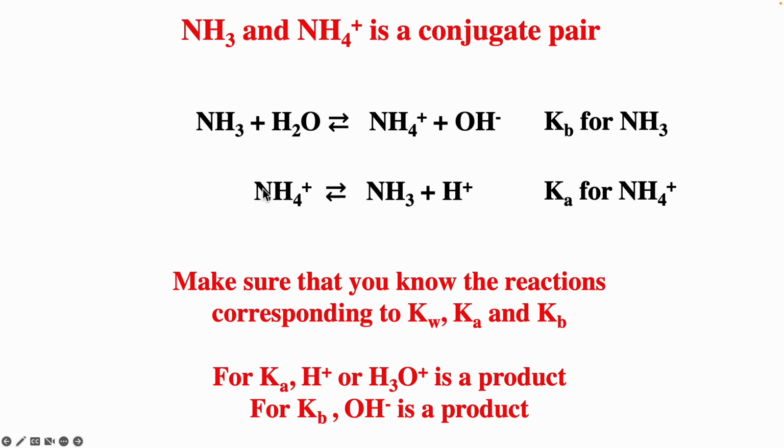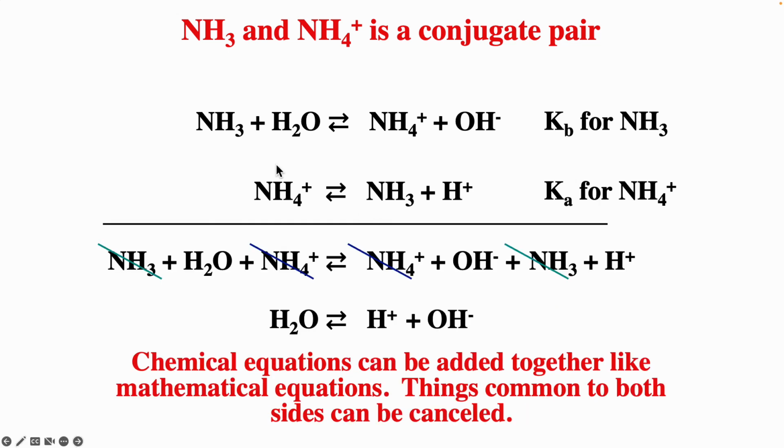Now here we have the ammonium ion forming ammonia plus hydrogen ion. Again, if you see hydrogen ion as a product, we think Ka. And so the equilibrium constant here is the Ka for the ammonium ion. Now if we add these two reactions, ammonia plus water gives ammonium ion plus hydroxide, plus ammonium ion gives ammonia plus hydrogen ion. Remember, things common on both sides cancel. So ammonium ion cancels ammonium ion, ammonia cancels ammonia, and we're left with water going to hydrogen ion plus hydroxide ion. Now you should recognize this as having an equilibrium constant equal to Kw.